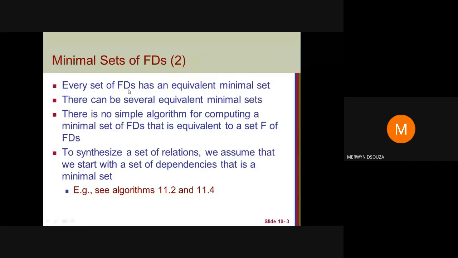Basically every set of functional dependencies has an equivalent minimal set. There can be several equivalent minimal sets. There is no simple algorithm for computing a minimal set of functional dependencies that is equivalent to a set F of functional dependencies. In the book there are some algorithms that are given, but we will not be going through the algorithms.